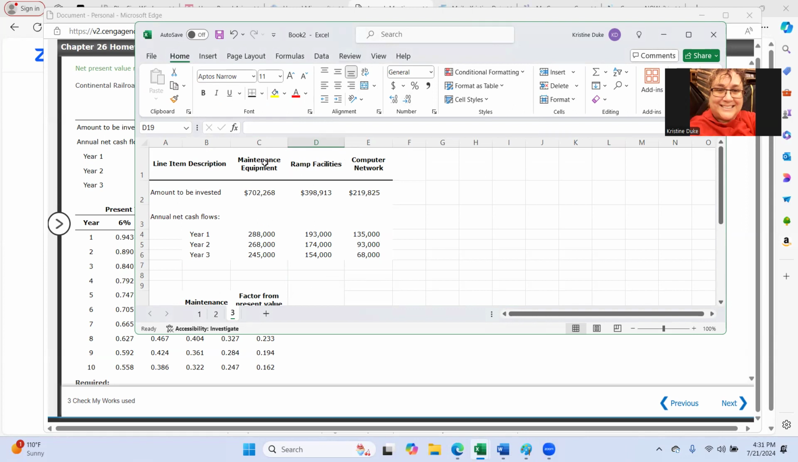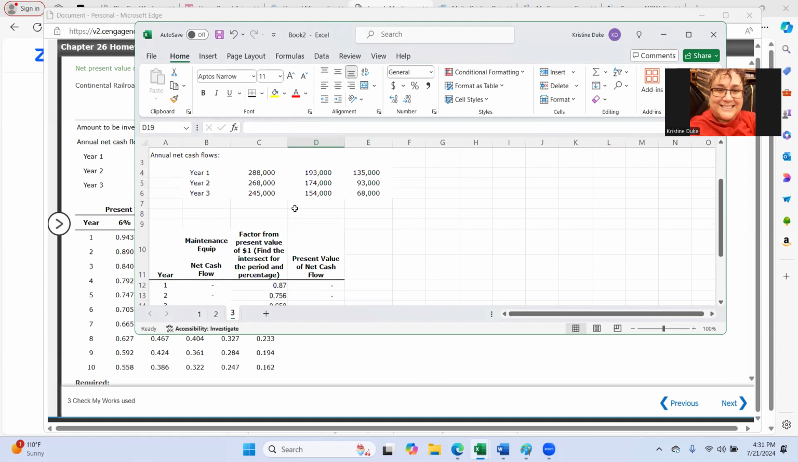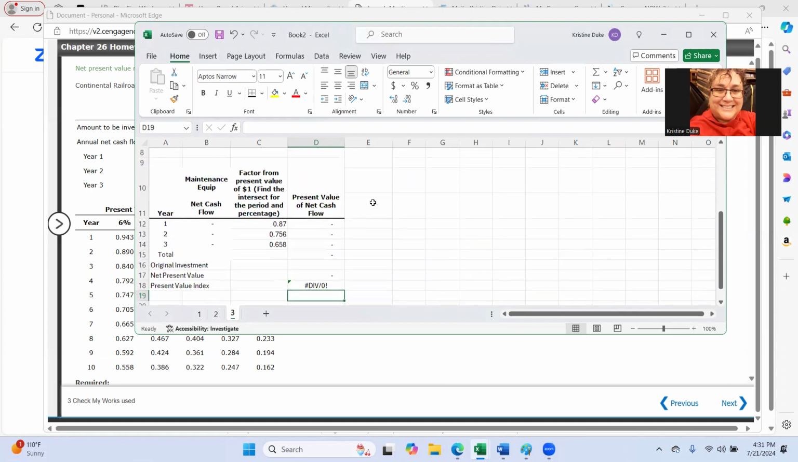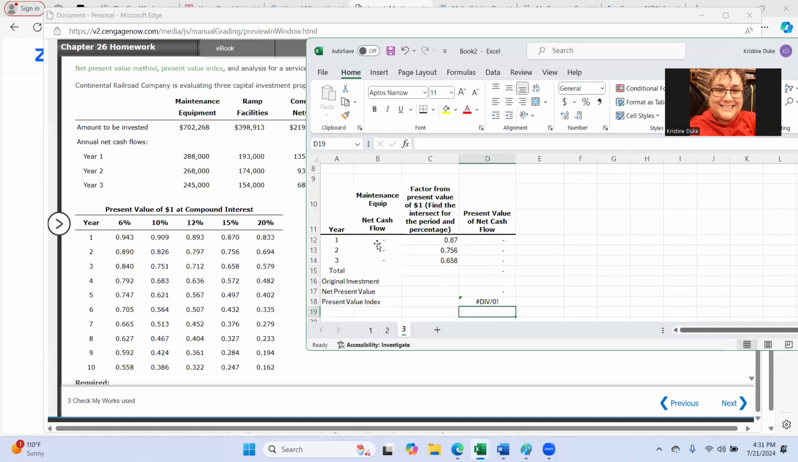So here's the three of them: maintenance, ramp, computer network. And here's my year one cash flows for each of the projects. What I'm going to do is start setting this up.